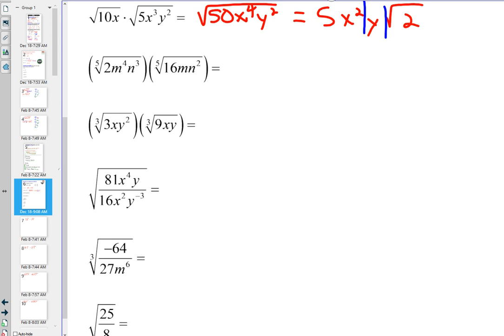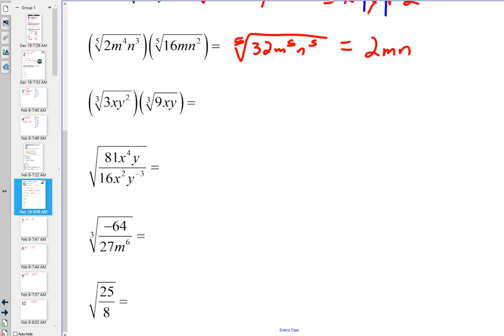See if we can at least get to this page. Fifth root times the fifth root. So as long as the indexes are the same, you can do it. That's the fifth root of 32 m to the fifth n to the fifth. 32 is a perfect fifth root. What's the fifth root of 32? 2. And then for the m's and the n's, you can just bring out one of each. Any absolute values there? No. Why not? Yeah, it's an odd index. For the next one, these are both cube roots, so you can multiply them.